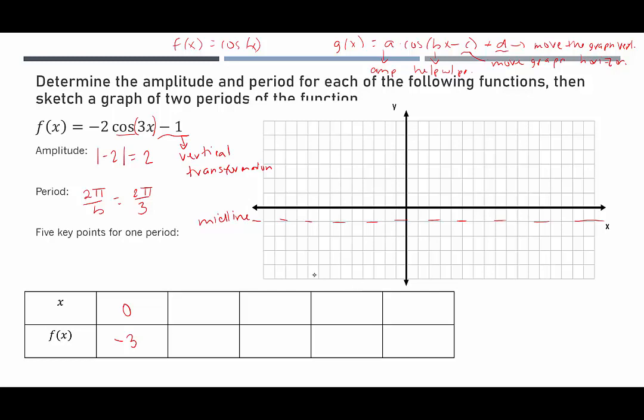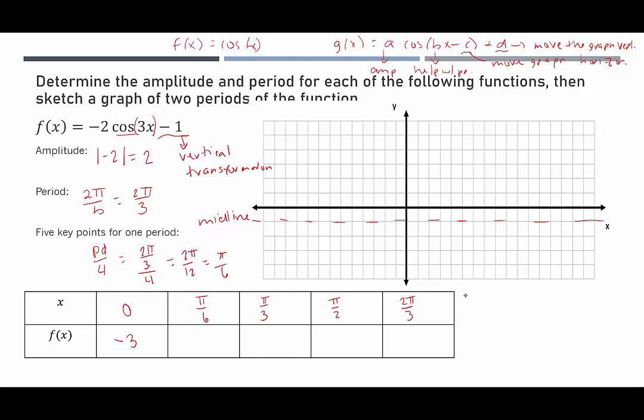So to figure out the rest of the increments, we take the period and divide it by 4. So this would be 2 pi over 3 divided by 4. This would end up being 2 pi over 12 or pi over 6. So we're going to just keep adding pi over 6's to our x's. So 0 plus pi over 6 is pi over 6. Pi over 6 plus pi over 6 is 2 pi over 6 or pi over 3. Pi over 6 plus pi over 3, that would be pi over 2, because that would be 3 pi over 6, which would simplify to pi over 2. And then pi over 2 plus pi over 6 will be 2 pi over 3.